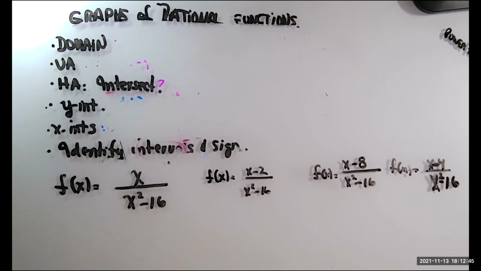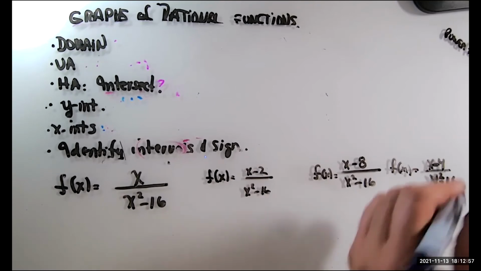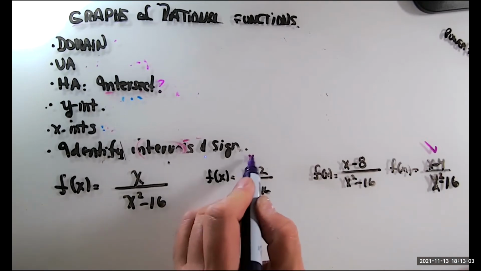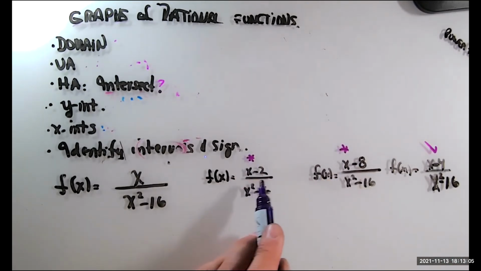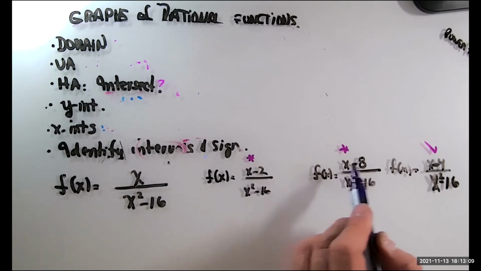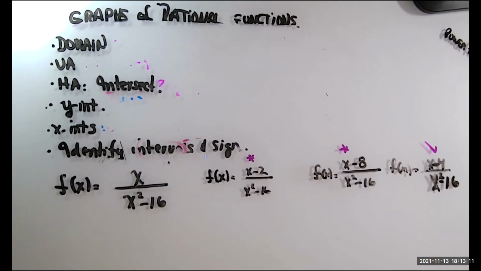Okay, I would like to do another example. f of x equals x over x squared minus 16. It will be interesting to explore this one, x minus 4 over x squared minus 16. And if you're curious, you may attempt these two, x minus 2 over x squared minus 16, x minus 8 over x squared minus 16.